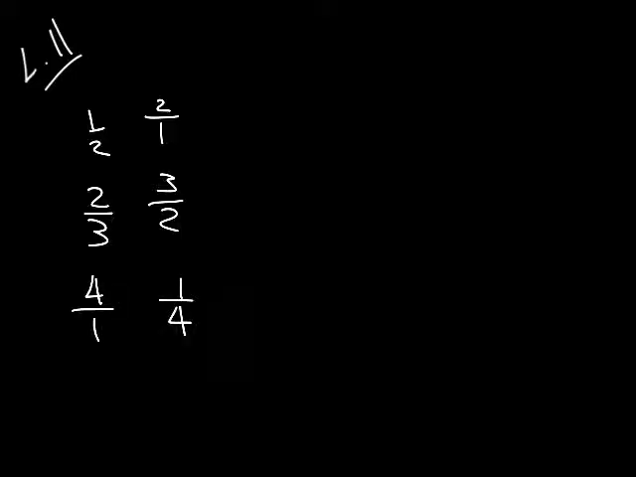So if we have 1/2, the reciprocal is 2 over 1. If we have 2 over 3, the reciprocal is 3 over 2. If we have 4, we're going to make it a fraction and make the reciprocal 1/4. If they're negatives, -5, we're going to make it -5 over 1. The reciprocal, they're not equal, is -1 over 5. So the negatives tag along.